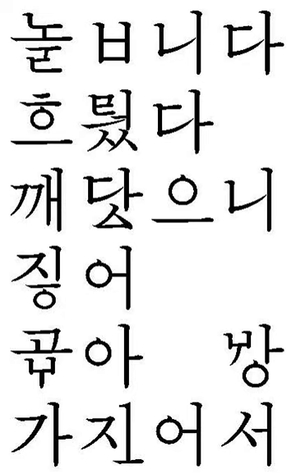Topic: Historical orders. The order from the Hunminjeongeum in 1446 was given in a different sequence of consonants and vowels. In 1527, Choe Sejin reorganized the alphabet in Hunmong Jahoe. This is the basis of the modern alphabetic orders.